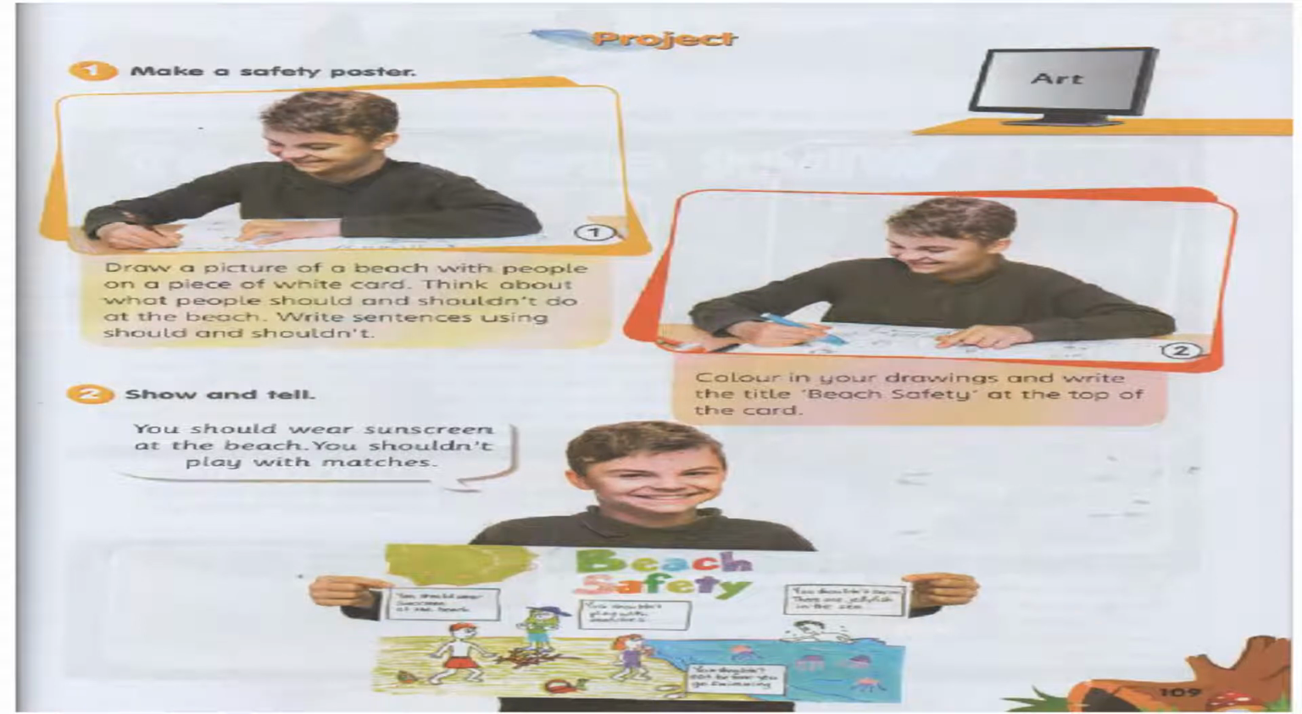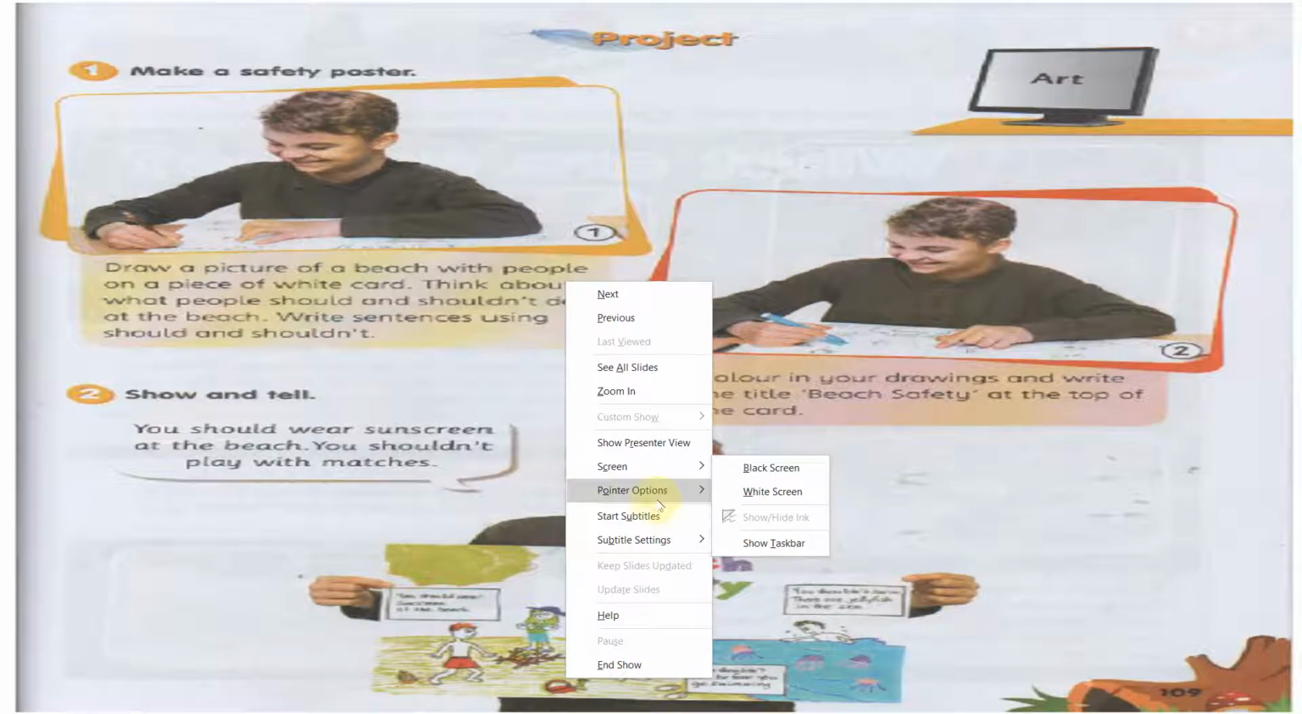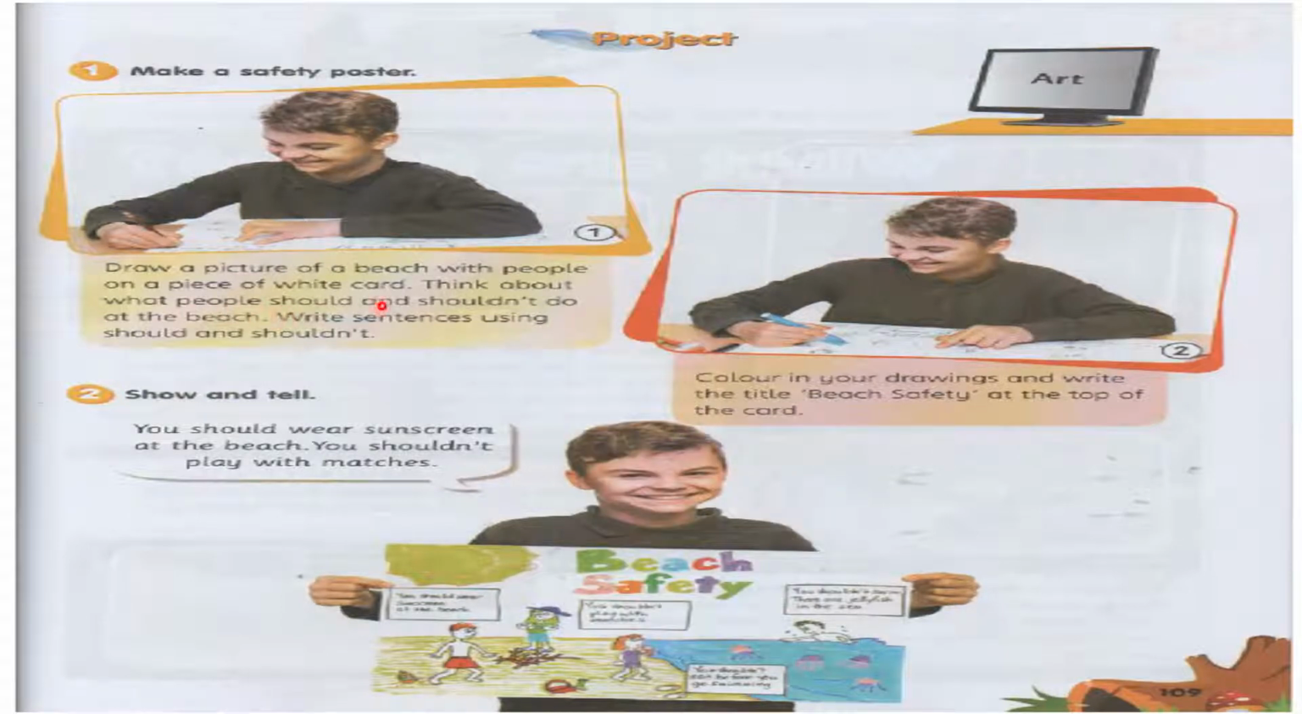Class, today we're going to make a poster, a safety poster. It's something similar to your Get Smart Plus 4 page 109, but we are going to use a different website to make your poster today, so you're going to learn about it. But before that, you're going to look at page 109, where you have to draw a picture of a beach with people on a piece of white card.